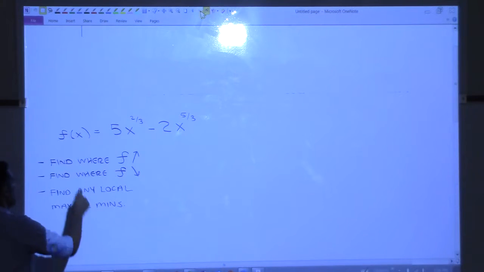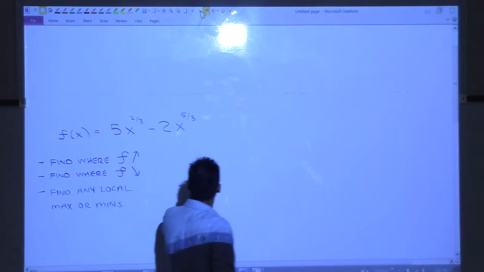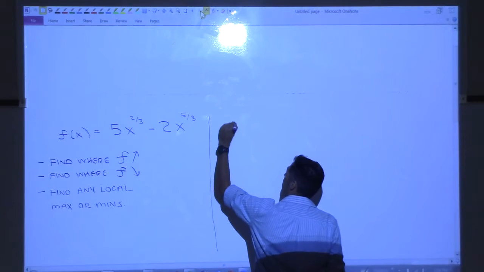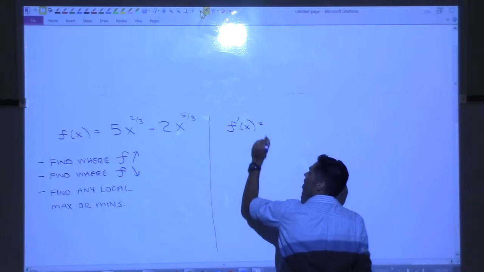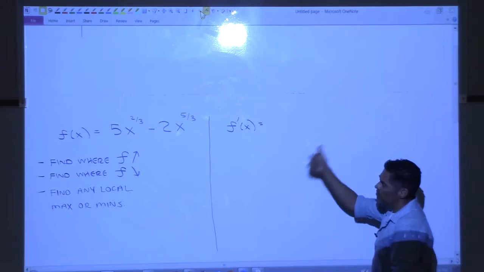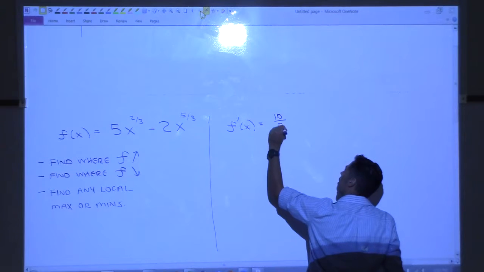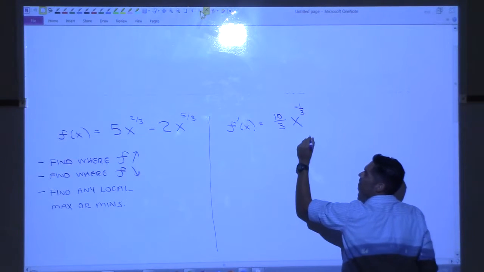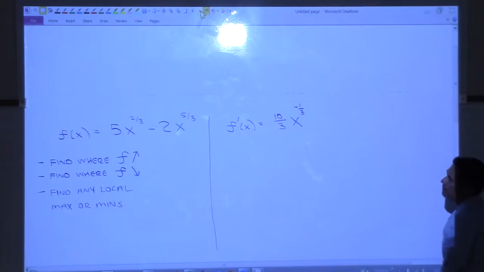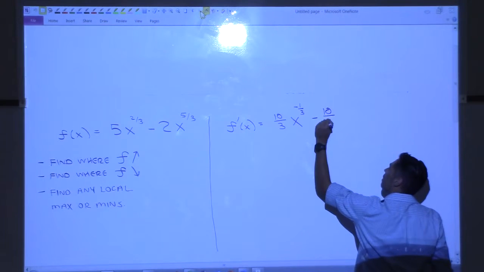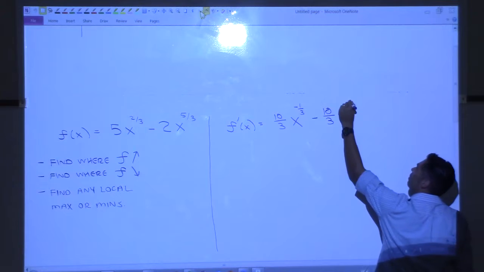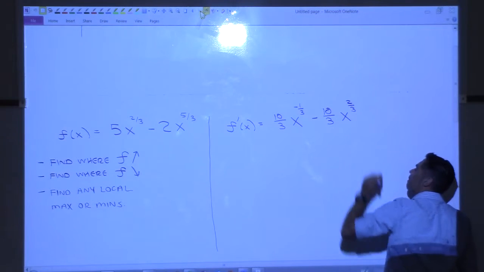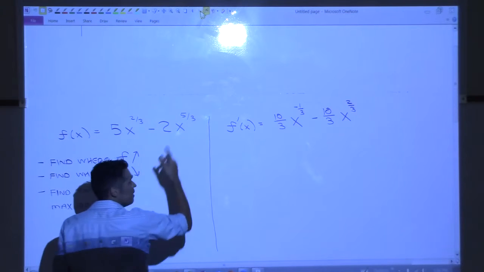All right, so how do we figure out where the function is going up, where it's going down, and the local max and mins? What do we start with? Take the derivative, okay? So let's take the derivative. The derivative of this function is, let's see, 2/3. We're doing power rule, so 10/3 x to what power? Negative 1/3, so we're subtracting 1 from 2/3. And then the next one will be negative 10/3 x to the positive 2/3. All right, so all we're doing is power rule here, right?